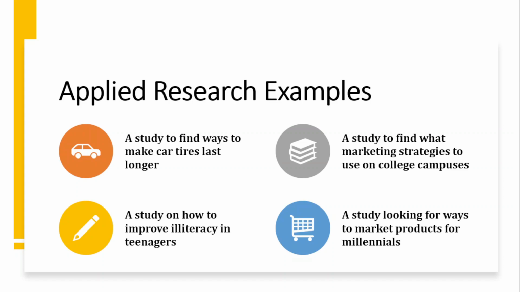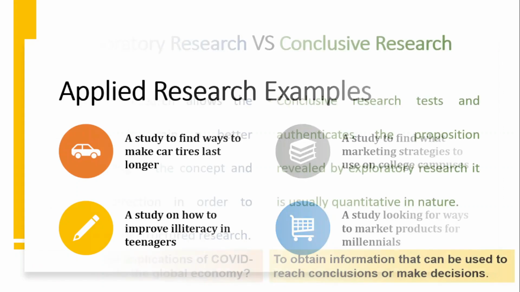Further, a study on how to improve illiteracy in teenagers. This is also a type of applied research example. And finally, a study looking for ways to market products for millennials. So these are the different examples of applied research where you are trying to find either a solution or you are researching a real life issue.